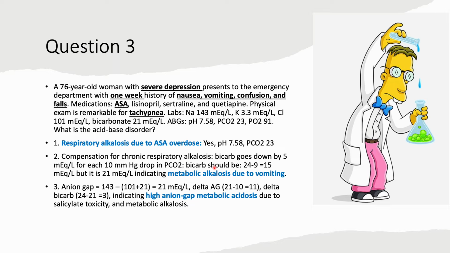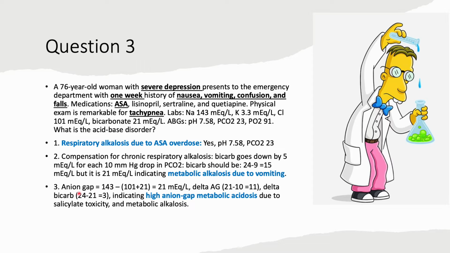So the bicarb should go down, should drop by 9, and it's expected to be 15. But look, the actual bicarb is not 15, it is 21. So this means that the bicarb is higher than what it should be, which means that we have metabolic alkalosis, which is due to vomiting. So this is our second diagnosis, respiratory alkalosis and metabolic alkalosis.